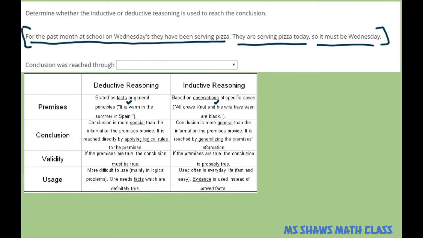We can say that our conclusion is more specific than the information that the premises provide. So we have that. And if the premises are true, the conclusions must be true. But also if the premises are true, the conclusion is probably true. But this says must and also says today. So we're going to call this deductive reasoning.